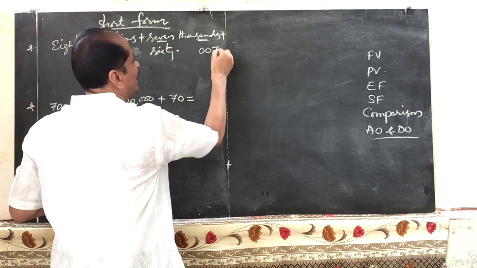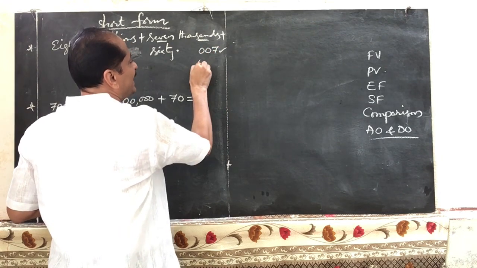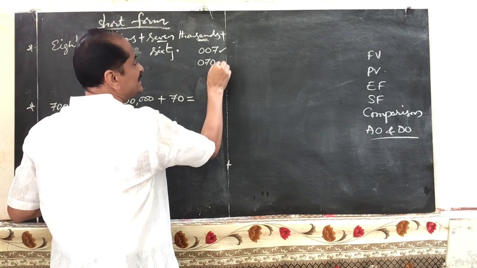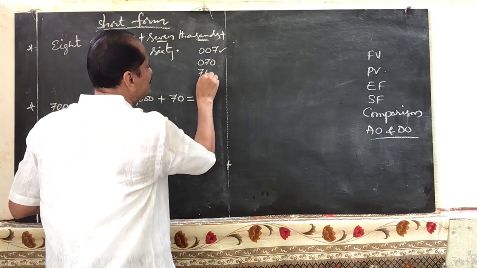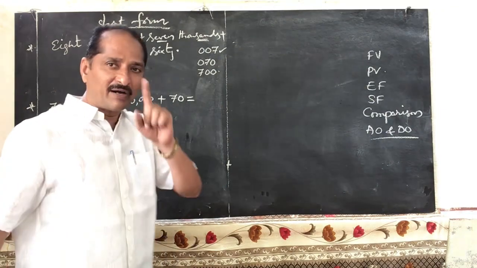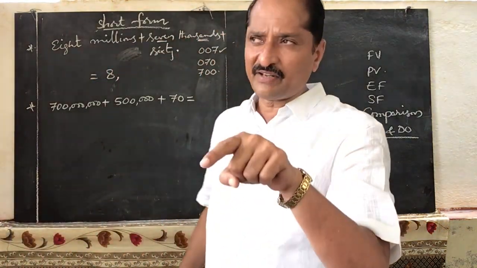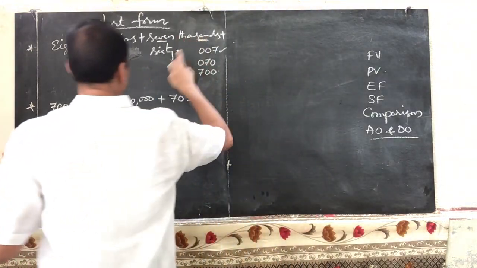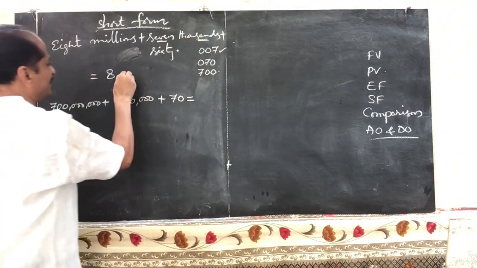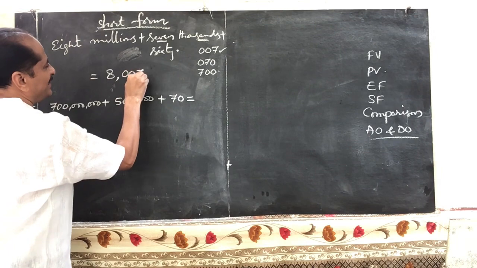007 we have to write. This is 7. If you are writing 070, this is 70. If you are writing 700, this is 700. But what is given to us? How many thousands is given for us? 7,000. So 8 million 7,000. So 7,000 means 007 in the thousands period.